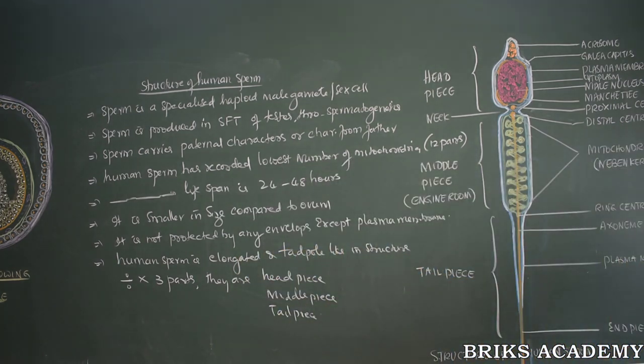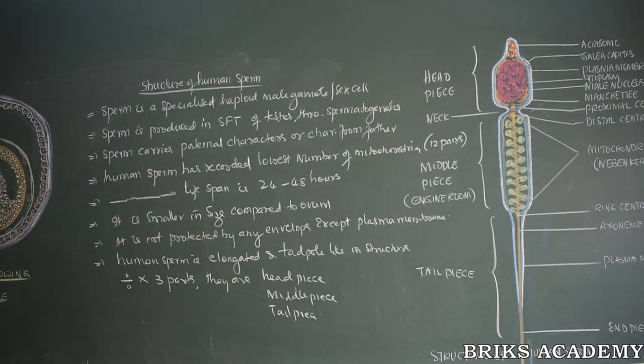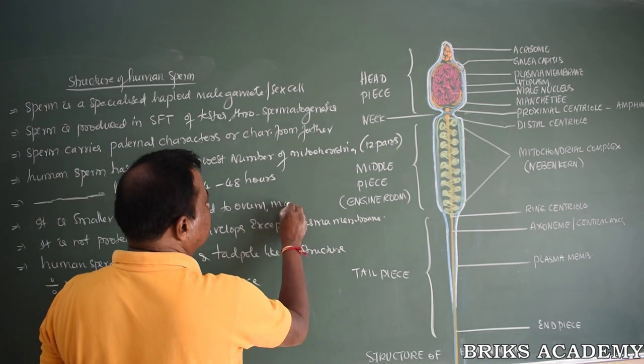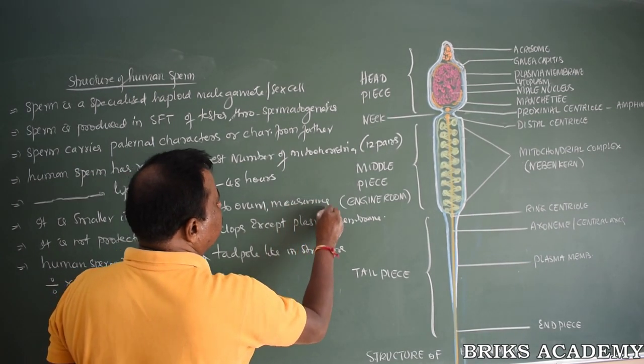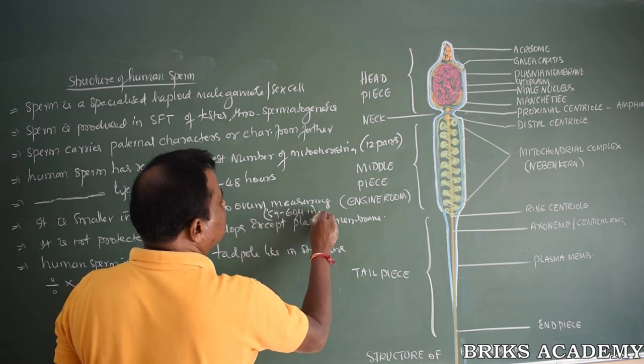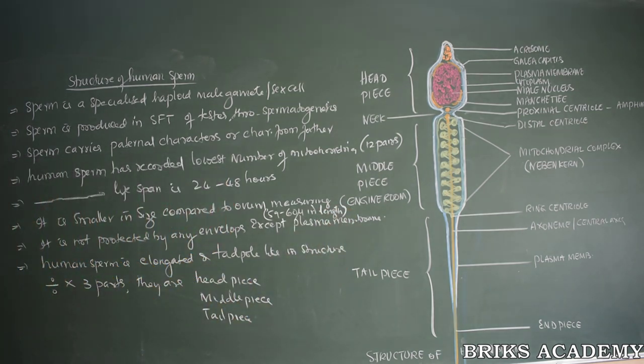Okay, so a specialized haploid male gamete or sex cell produced in seminiferous tubules through spermatogenesis, carries paternal characters from father, recorded lowest number of mitochondria, only 12 pairs. Lifespan is short, 24 to 48 hours. It is smaller in size compared to ovum, measuring 59 to 60 microns in length. It is not protected by any envelopes except plasma membrane. Human sperm is an elongated tadpole-like structure divided into three parts: head piece, middle piece and tail piece.